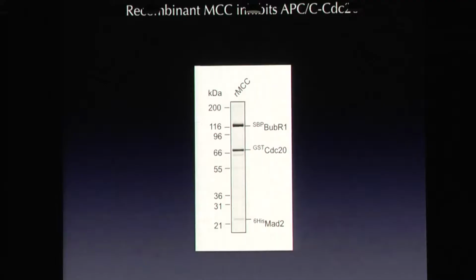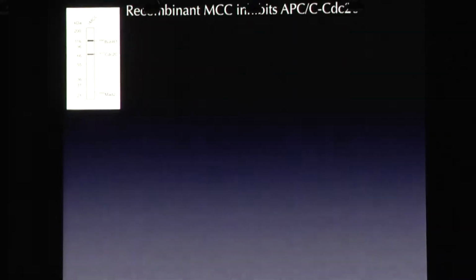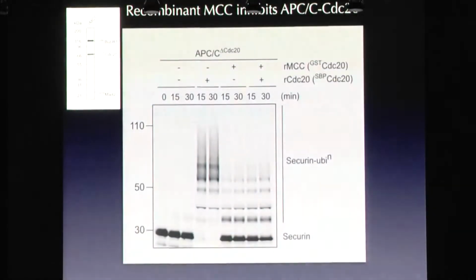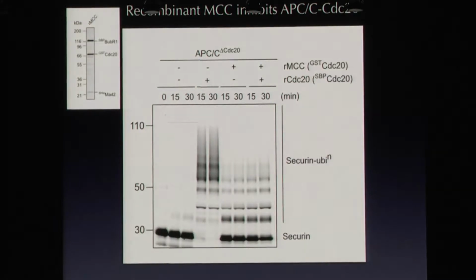Daisuke Izawa did this by first making recombinant MCC in baculovirus, and that's the silver stain gel to show you. And then he did a ubiquitination assay with the APC, and ubiquitination assays look like this. You can see the original substrate down here. You add the APC and ubiquitin, and you get ubiquitination. That appears as a smear. And then you can add increasing quantities of the inhibitor, and you see that you reduce the smear.